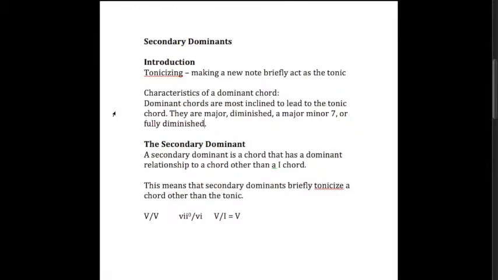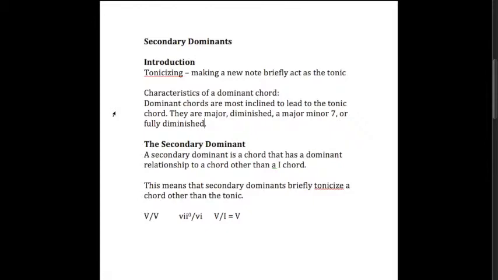Now, the second thing we need to cover are the characteristics of a dominant chord. Dominant chords are most inclined to lead to the tonic chord. That is their actual function. Just as a reminder, dominant chords are 5s, 7s, and occasionally fully diminished 2s. So dominant chords, again, they want to lead to the tonic chord. They are major, diminished, a major minor 7, or a fully diminished chord. That is just what a dominant chord is.